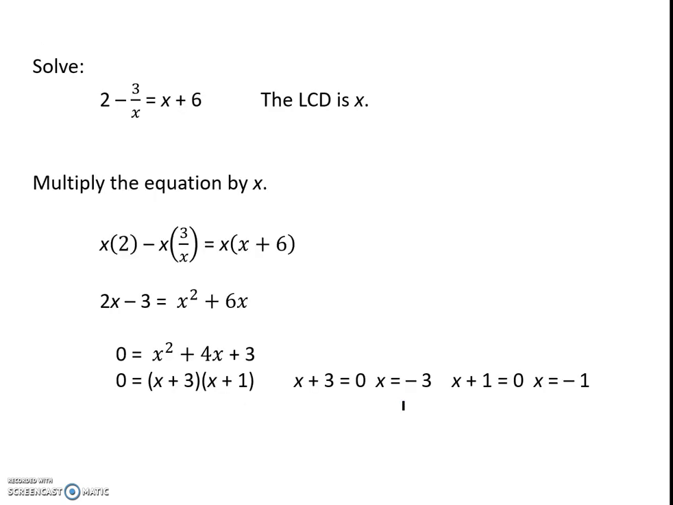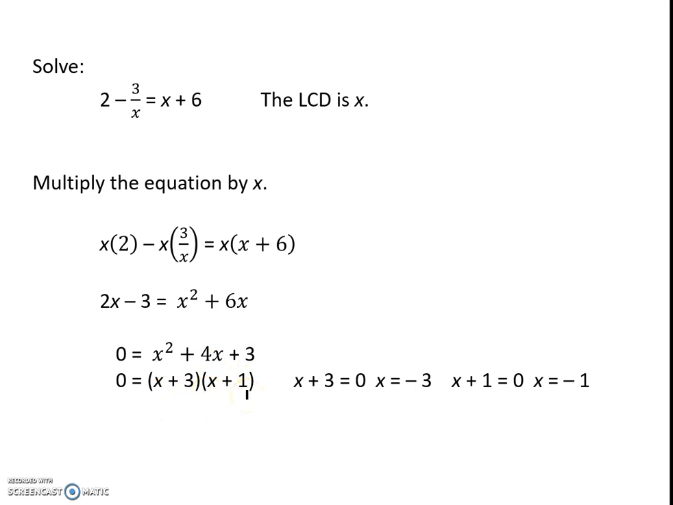Our next problem is to solve 2 minus 3 over x equals x plus 6. Well, our LCD is x, so we're going to multiply the whole equation by x. And when we do that, we get 2x minus 3 equals x squared plus 6x. Subtracting 2x and adding 3 to both sides, we find that 0 equals x squared plus 4x plus 3. X squared plus 4x plus 3 factors quite nicely into x plus 3 times x plus 1.